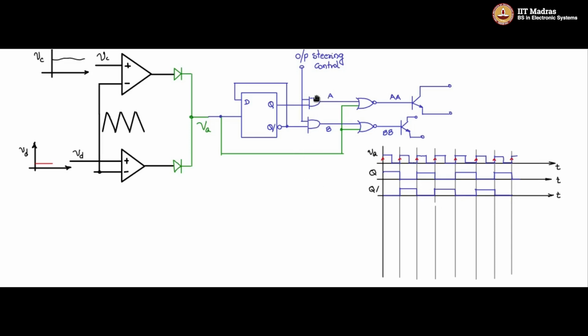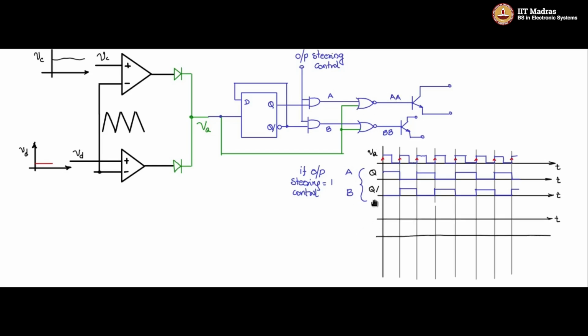Now you see these AND gates. If the output steering control is 1, then A is the same as Q, and B is the same as Q bar. So let us say that these are the A and B waveforms if the output steering control is equal to 1, meaning that the AND gates are enabled. So this will pass through, with A and B coming to one of the inputs of the NOR gates.